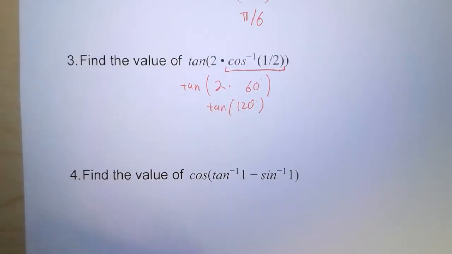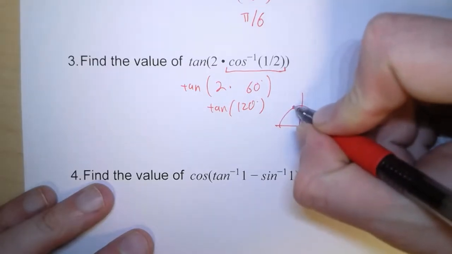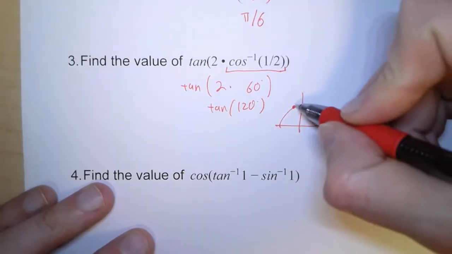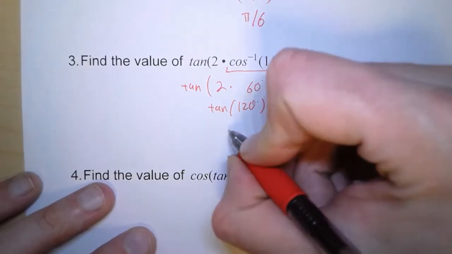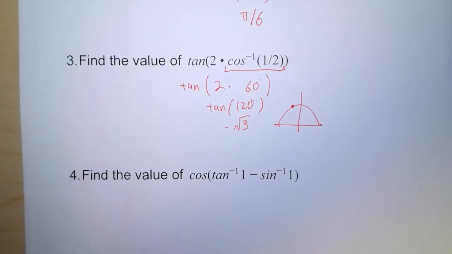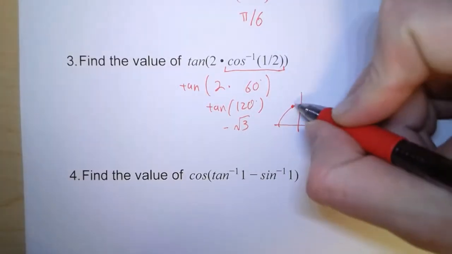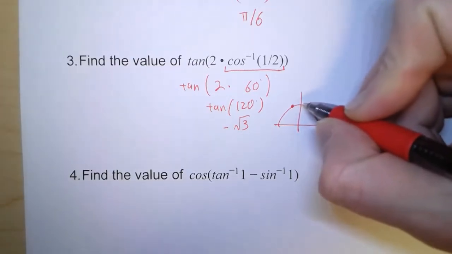At 120 degrees, if we were to sketch that out, it's going to be right about there. The x value is -1/2, and the y value is square root of 3/2. So if we were to divide them, we would get a value of negative radical 3. Because remember, we would take square root of 3/2, the y value, and instead of dividing by -1/2, we'd multiply by -2.